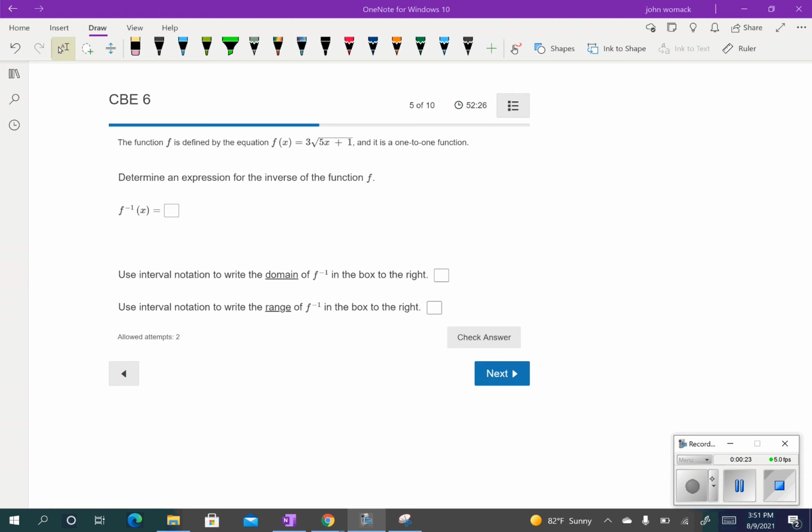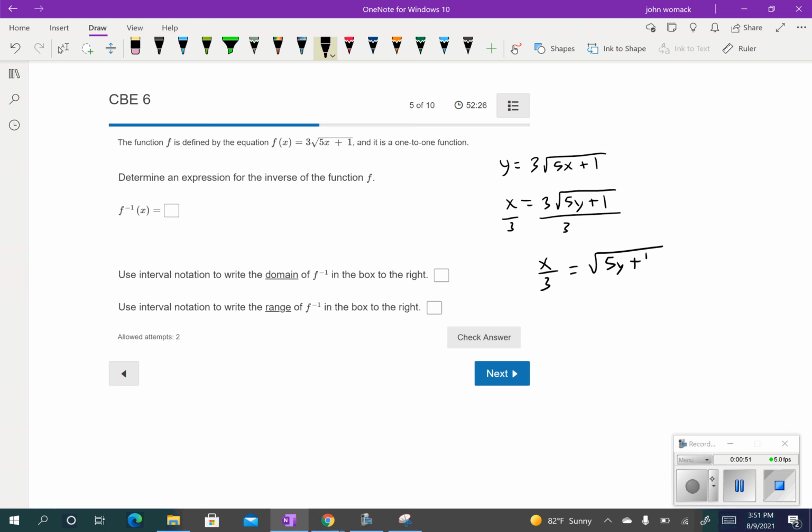So remember, to find the inverse, we replace the f of x with a y. So y is equal to 3 square root of 5x plus 1. And then I switch the x and the y. So x is equal to 3 square root of 5y plus 1. Okay, now we're going to solve for y. So I'm going to divide by 3. So I got x over 3 equals the square root of 5y plus 1. I'm just trying to get y by itself.